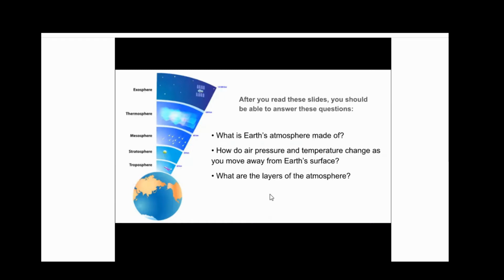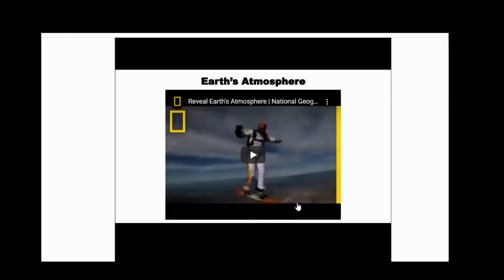As we go through these, remember that you can pause the video at any point in time, come back to it, so you have time to finish up slides that you need to finish. For right now, you're going to pause the video and watch this short video from National Geographic. So go ahead and pause me, watch this video. It is linked in the slides presentation, and then come back.